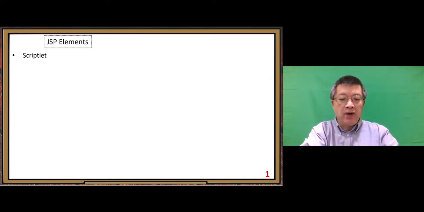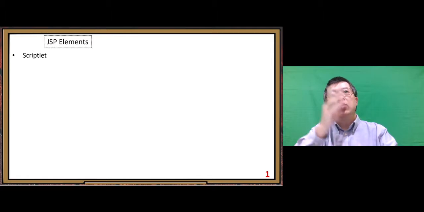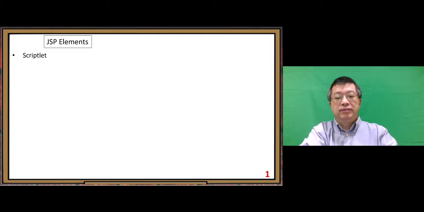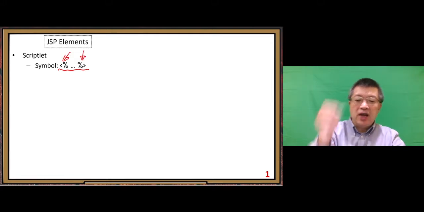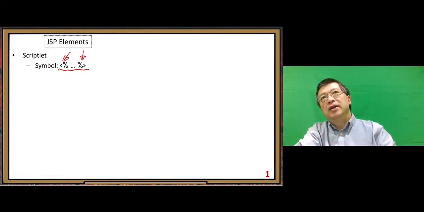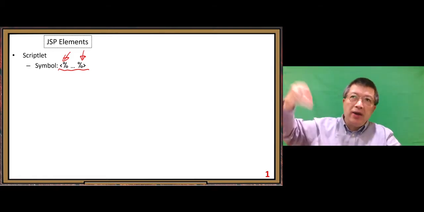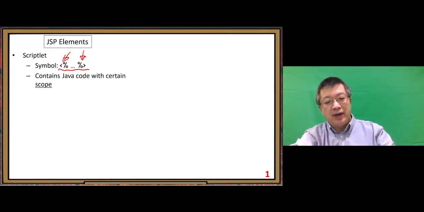The first type we learn, scriptlet. We already learned this scriptlet in our first JSP example. We already used that. We use this special tag, all right, so <%. Within this pair of tags, we can embed Java code. All right, here contains Java code with certain scope.